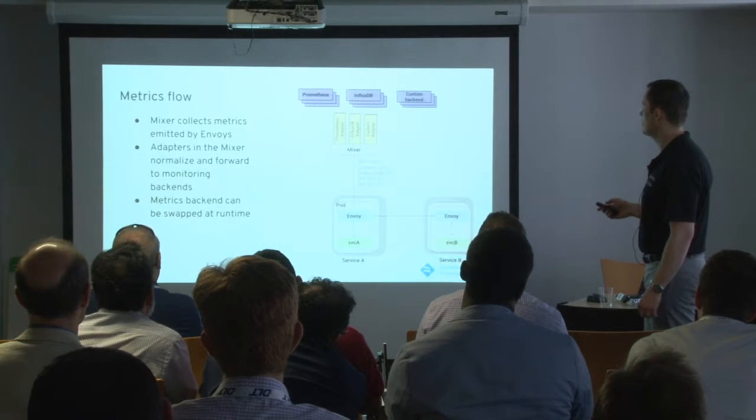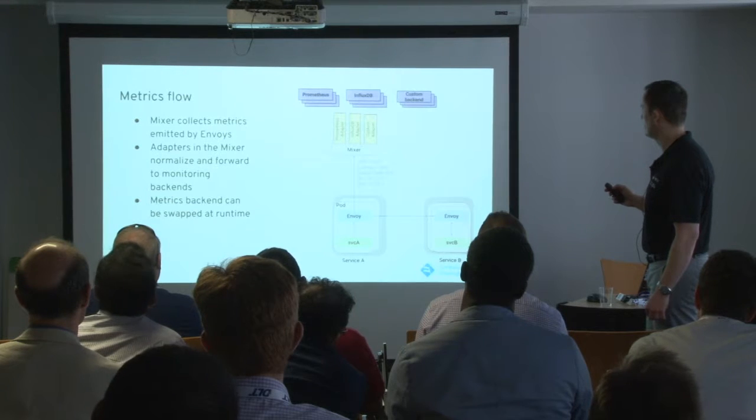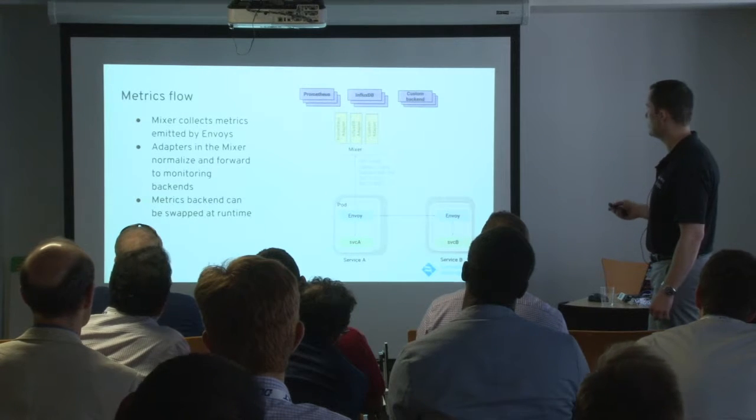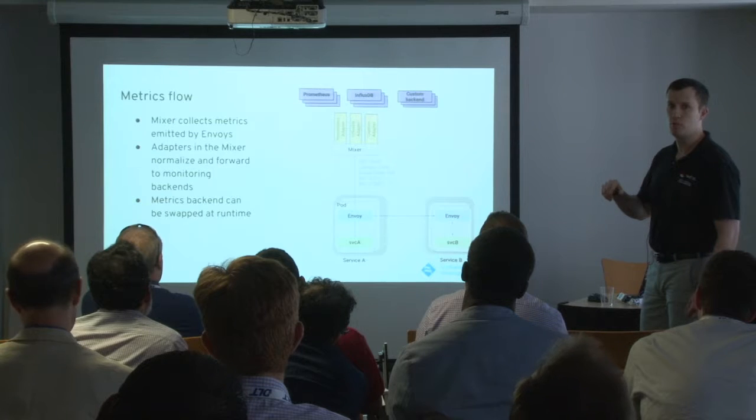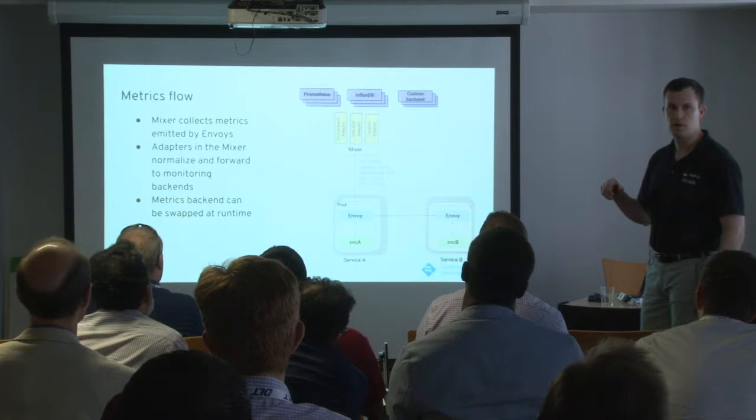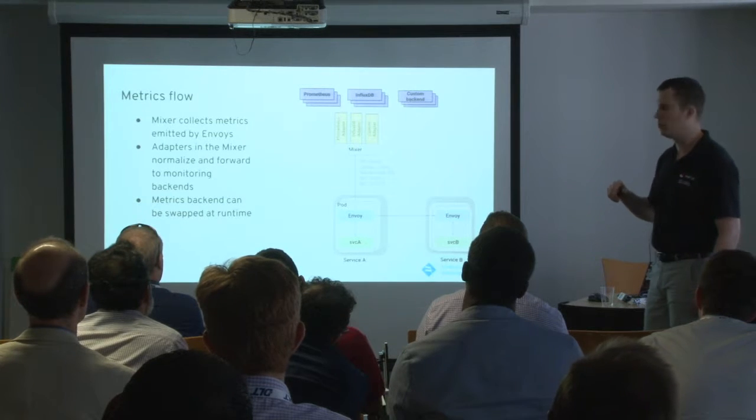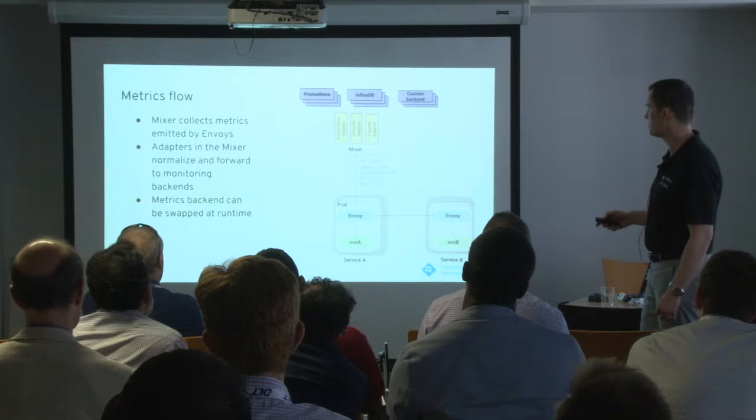But it's a first-class citizen inside of Istio, so it can collect all the metrics, forward them to Prometheus, and then you can display them with Grafana. You can make decisions and routing based around those metrics as well if you need to.